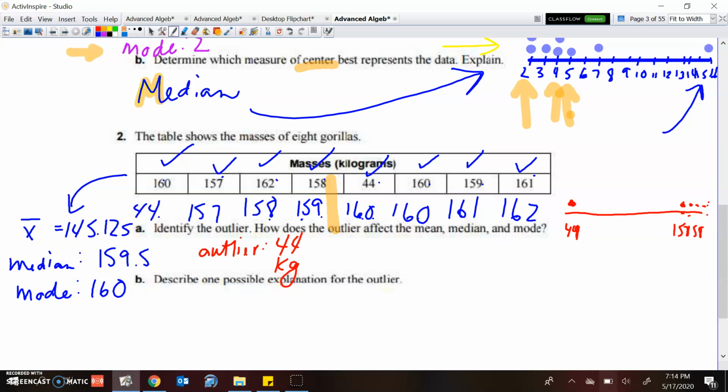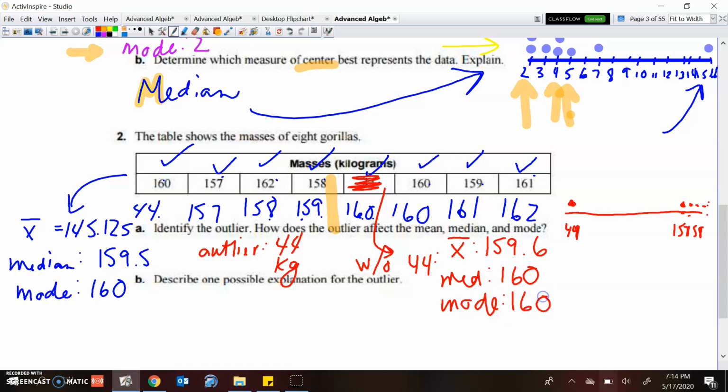Then I'm going to answer, how does this affect the mean, median, and mode? So what I'm going to do is take the outlier out of there and re-find it. So now let's pretend 44 was not part of the data set. I'm going to write without 44. Then I'm going to recalculate the mean. So again, I'm going to add up all these numbers and divide by, this time there's only 7 values. Divide by 7 and I get 159.6. If I find my median, I'm going to find that to be 160, actually, right in the middle. And my mode is the same thing as it was before. That didn't change, 160.